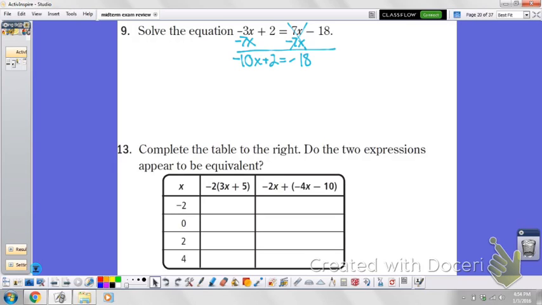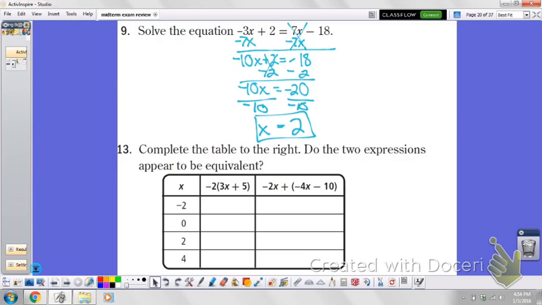Now I just solve this like a normal 2-step equation. Subtract 2 from each side. I get negative 10x is equal to negative 20. Divide both sides by negative 10. And I get x is equal to 2 as my solution.